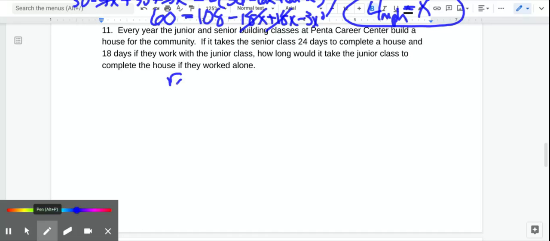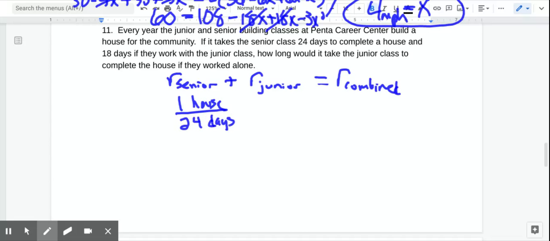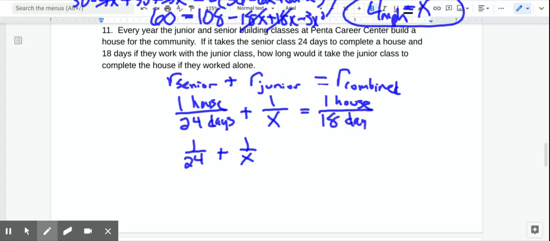So the rate of the seniors plus the rate of the juniors is going to be their combined rate. So let's talk about seniors. Seniors can build one house in 24 days. Okay, so their rate is 1 over 24. The juniors' rate, we don't know. They can build one house in x days. So who knows? And together, they can build one house in 18 days. So their rate is 1/18.